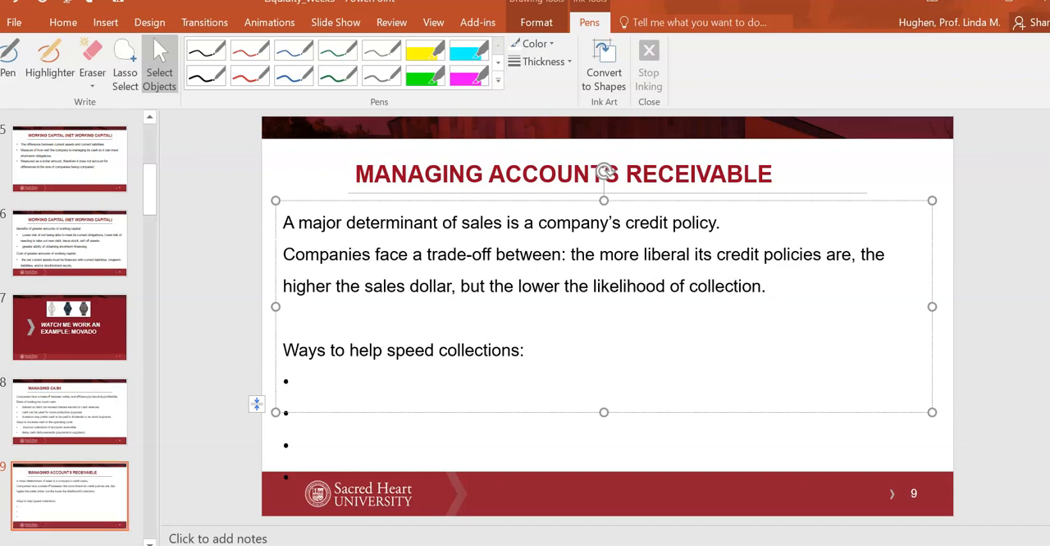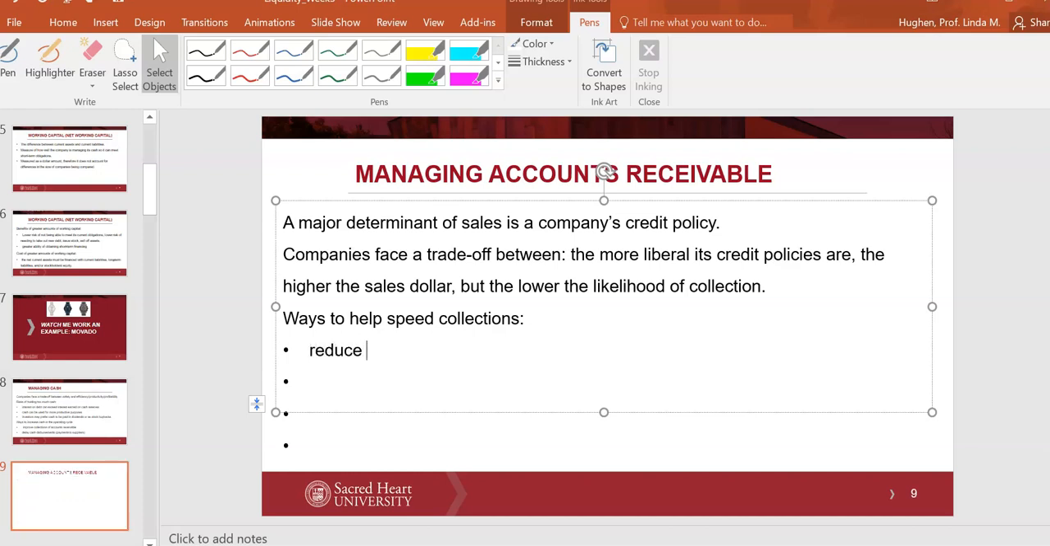So on the other hand, we can have very stringent or strict credit policies, but we're going to miss out on some sales. So managers and investors, when we're evaluating accounts receivable, need to find some middle point between having the right amount of credit policies so that we have the optimal amount of sales dollars and the optimal amount of likelihood of collection. Some ways that companies can help speed collections and ensure that they're getting cash from their receivables. One is to reduce the credit period. The credit period is the length of time buyers are given to pay for their purchases. Another is to strengthen credit standards.